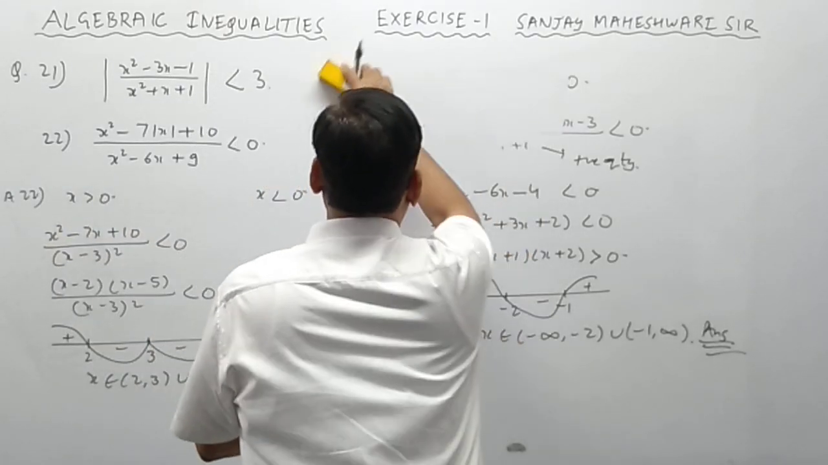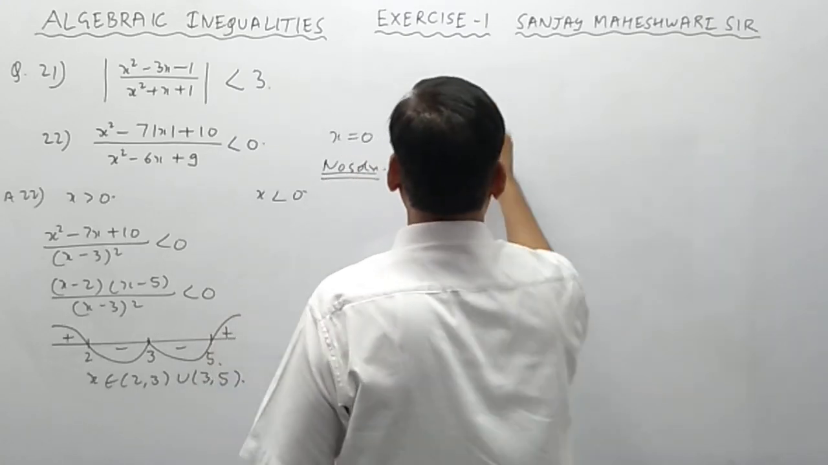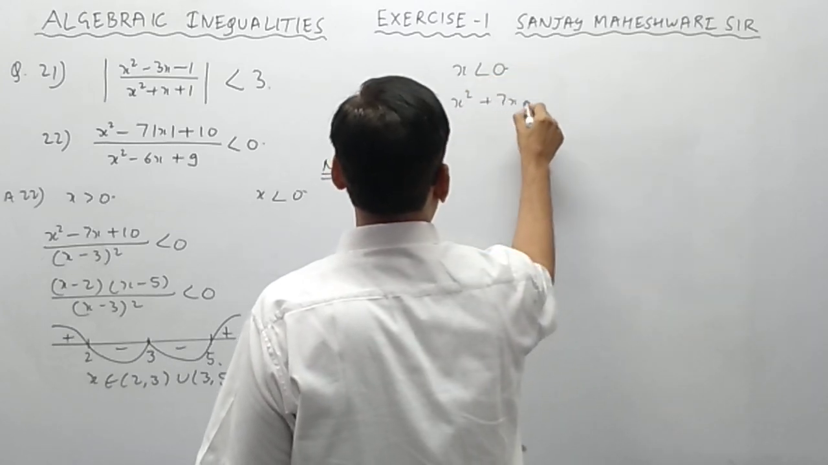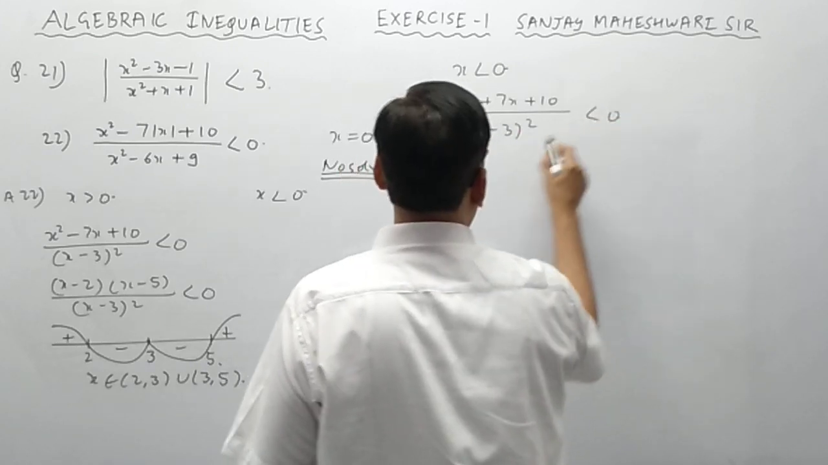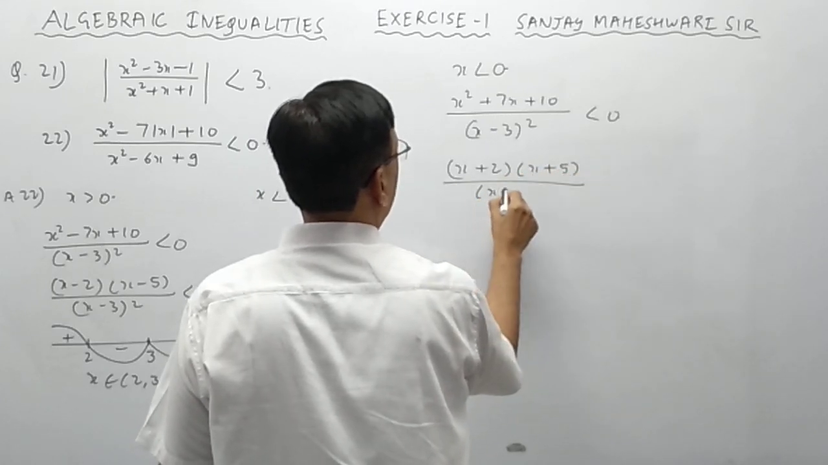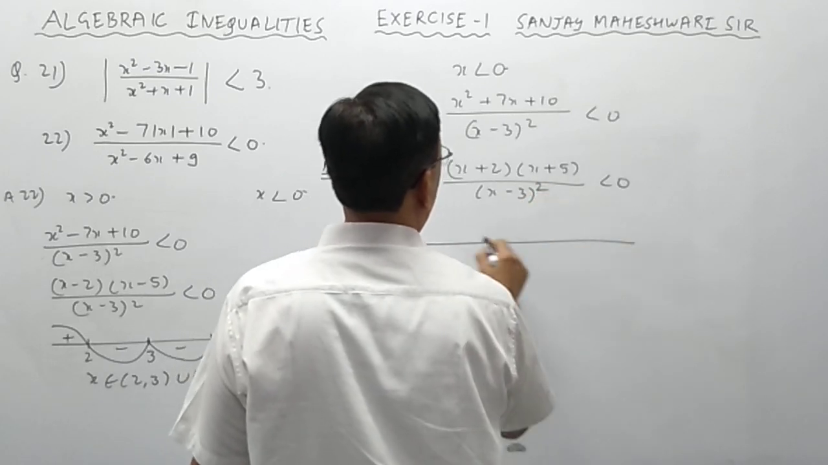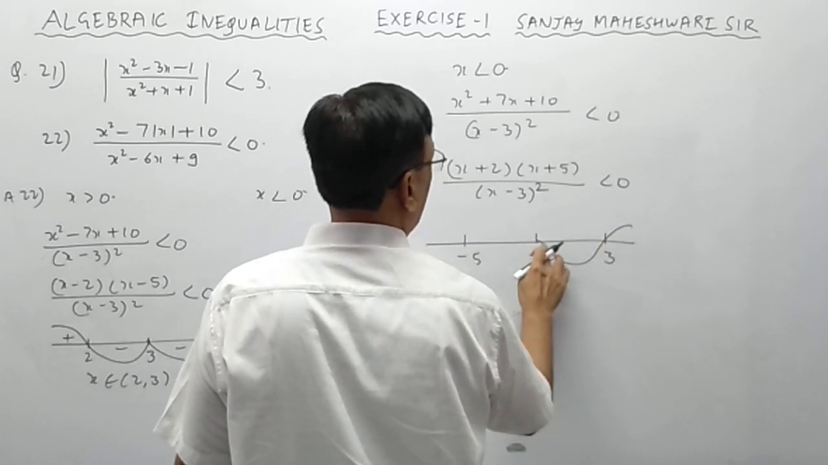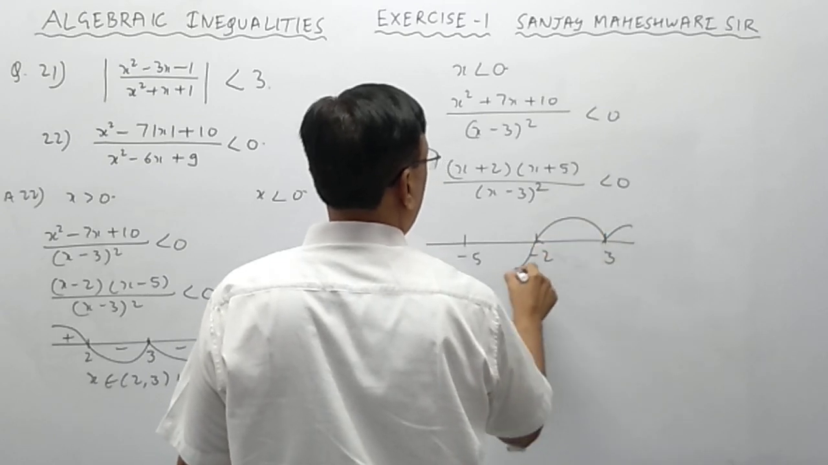Now x less than 0, let us see what will happen. X less than 0, so we get x square plus 7x plus 10 divided by (x minus 3) square less than 0. That is, factorized, (x plus 2)(x plus 5) over (x minus 3) square less than 0. On the number line, minus 5, minus 2, 3. Oh sorry, 3 has an even power, so the critical point 3 will be repeated.